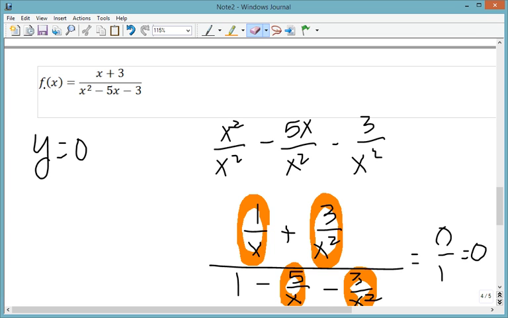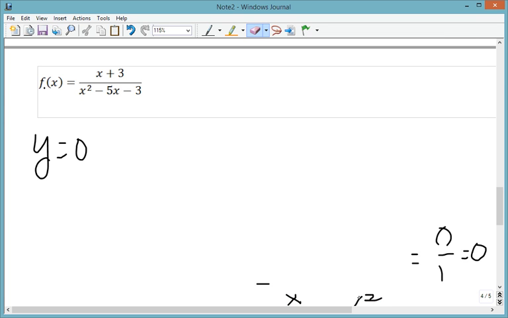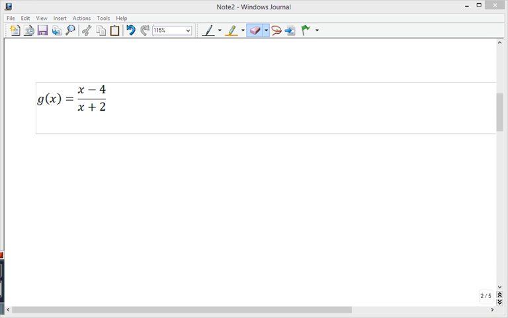So let me erase some of this stuff and we can look at how this graph will look. I changed my mind. I don't want to look at that graph yet. I want to look at the other kinds of horizontal asymptotes and then we'll do some graphs.